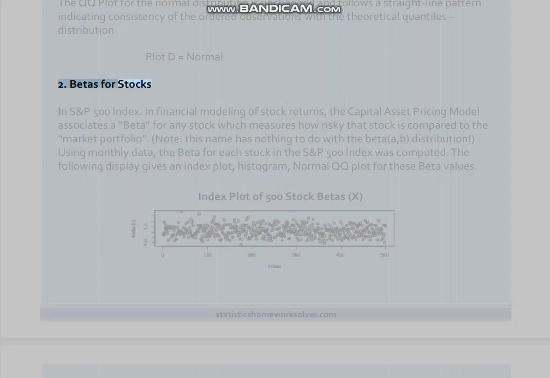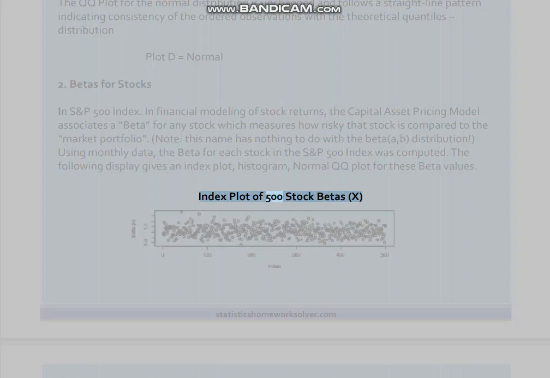2. Betas for stocks in the S&P 500 index. In financial modeling of stock returns, the capital asset pricing model associates a beta with any stock, which measures how risky that stock is compared to the market portfolio. Note, this name has nothing to do with the beta distribution. Using monthly data, the beta for each stock in the S&P 500 index was computed. The following display gives an index plot, histogram, and normal QQ plot for these beta values.